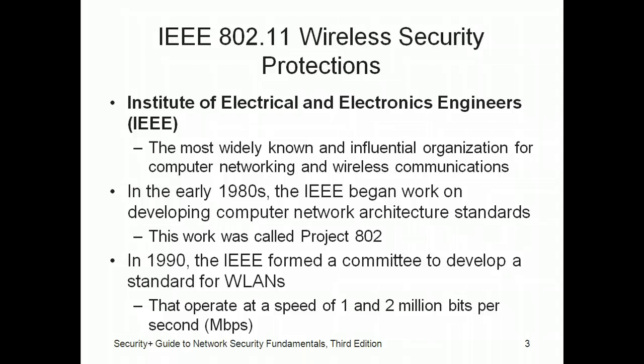So in the early 80s, IEEE began to work on developing computer networking standards. It was originally called Project 802. In 1990, they formed a committee to develop standards for the WLAN. They operated at a screaming 1 and 2 million bits per second. It's kind of like the dial-up days of wireless, very slow, but it worked, and it was the first time it ever did work. So you can imagine they were pretty excited when it was actually functioning.